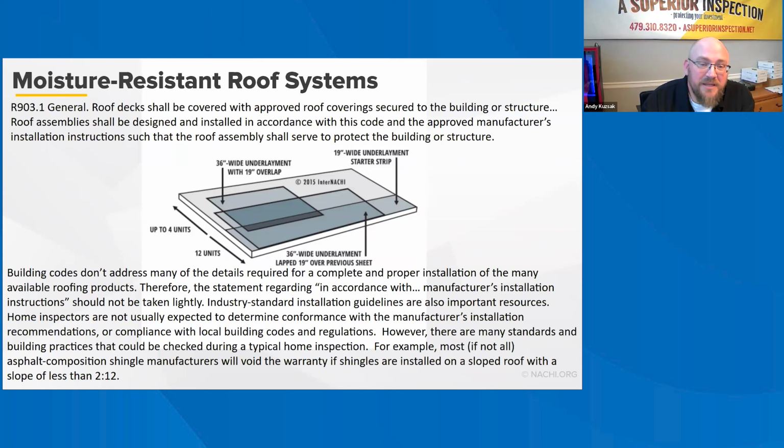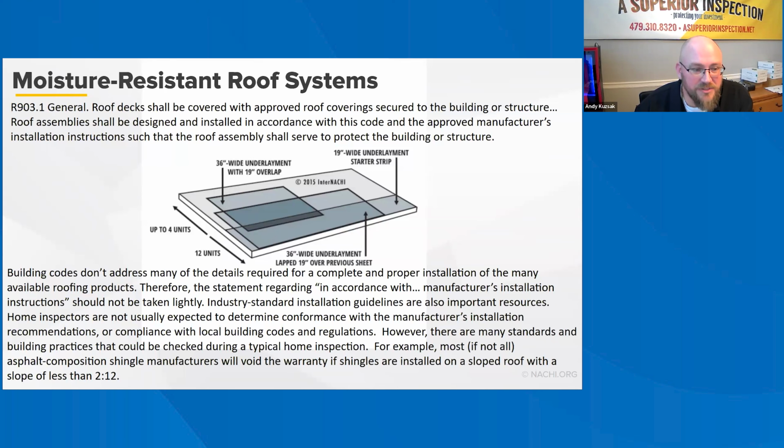Building codes don't address many of the details required for complete and proper installation of the many available roofing products. Therefore, the statement regarding in accordance with manufacturer's installation instructions should not be taken lightly. Industry standard installation guidelines are also important resources. Home inspectors are not usually expected to determine conformance with the manufacturer's installation recommendations or compliance with local building codes and regulations. However, there are many standards and building practices that should be checked during a typical home inspection.